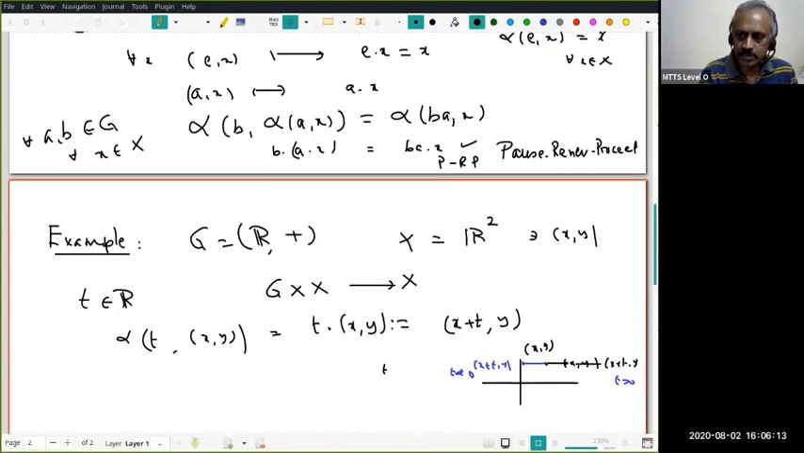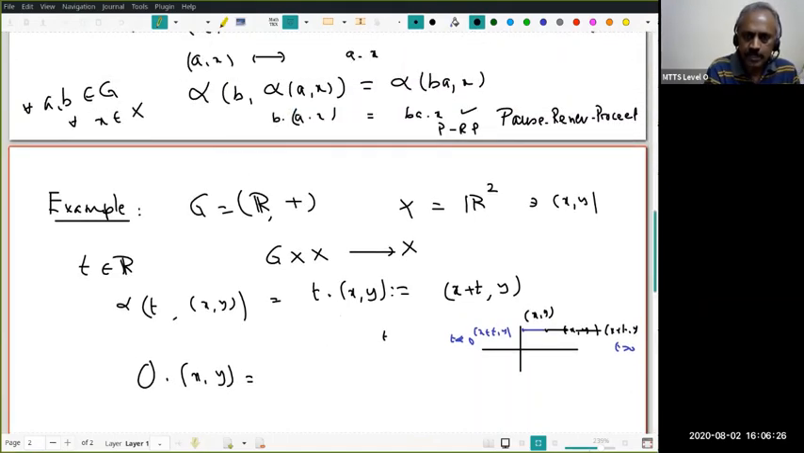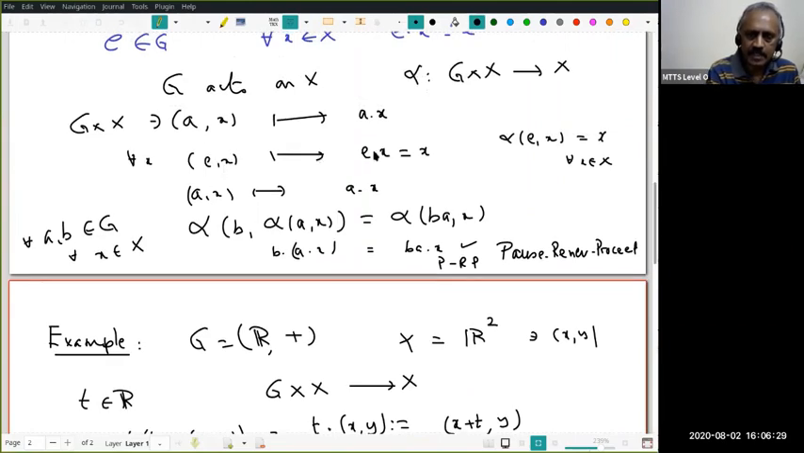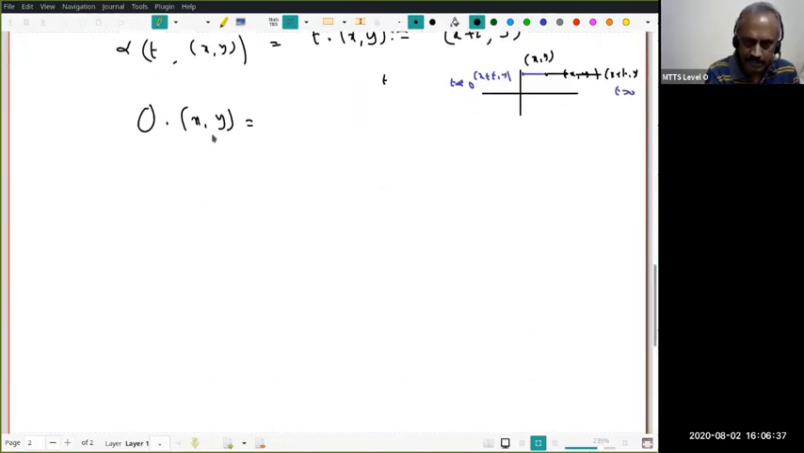Now, what are the things we have to check? We have to check what happens to the identity element. What is the identity element of the additive group? 0. Very good. Therefore, 0 when acting on XY, what do we want? Let's go back to the condition. Whenever the identity element acts on an element of the set, the element is left invariant. It is fixed. It doesn't move at all. Does it happen? Yes. According to our definition, T dot XY is X plus T, Y. That is X plus 0, therefore XY. So this is true for all XY in R2. 0 dot XY is XY. Is that clear? Very good.